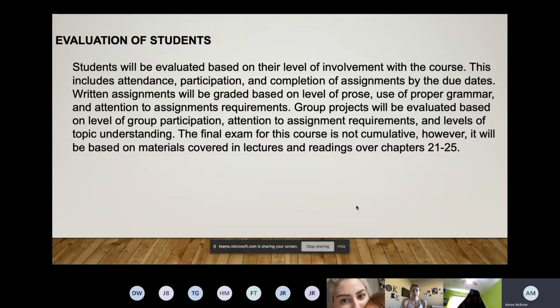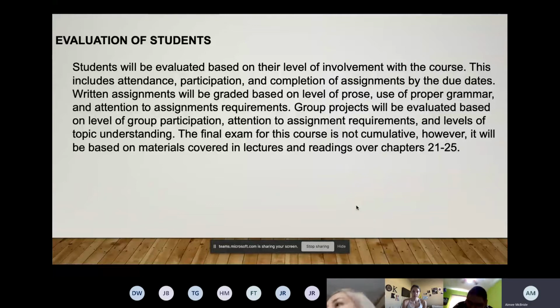Written assignments will be graded based on the level of prose, use of proper grammar, and attention to the assignment's requirements. So if you're someone that struggles with writing, I'm going to highly, highly, highly recommend you make an appointment with the writing lab on that gallery review paper, just because if I can't understand what exactly you're trying to convey in your paper, it's probably not going to be a good grade. Also, there's going to be a day on that gallery review paper that if you have questions, there's literally going to be an entire class period dedicated to you asking them, which I'll go over when we get closer to that date.